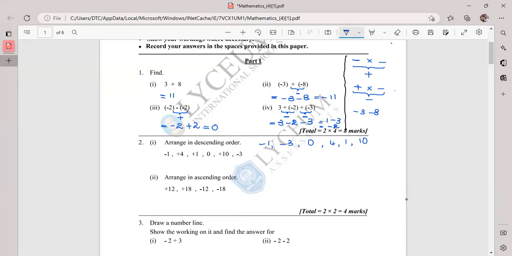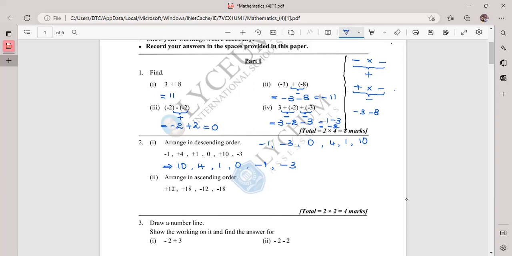Then I want to find the biggest one, the descending order. So I write this. The 10 will be the biggest one. Then out of the positives, 4, then 1, then 0. Then when you take negative 1 and negative 3, which will be the bigger one, children? Negative 1 will be bigger. Then negative 3 will be the last member of this group.